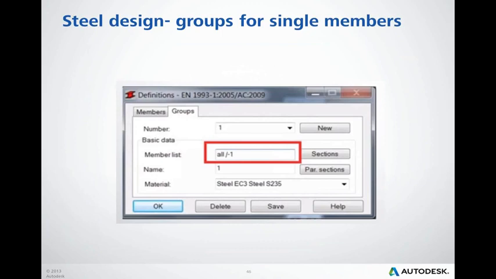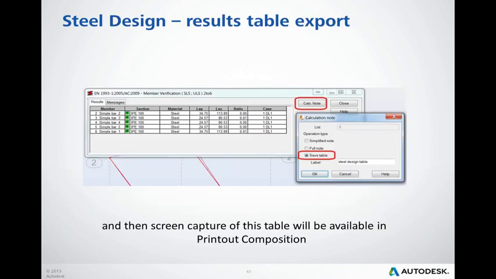Hints from our previous webinars for steel design: how to create groups for a single member. On the groups tab, you have to type this syntax to create automatically groups containing one member each. For steel design, we sometimes need to print this small table. For the screen capture of this table, the screen capture option is not available. So under the calculation node button, we can select the save table option, then label the screen capture, and then the screen capture of this table will be added to our screen captures in the Printout composition wizard.